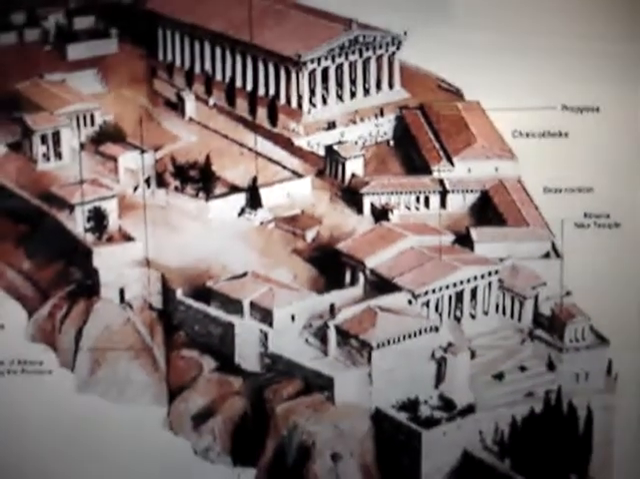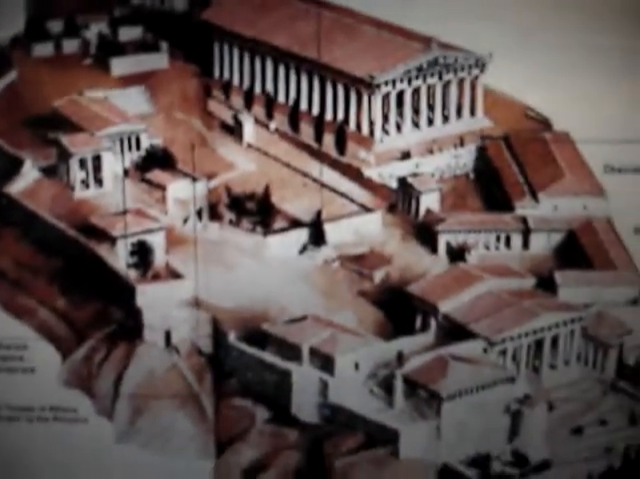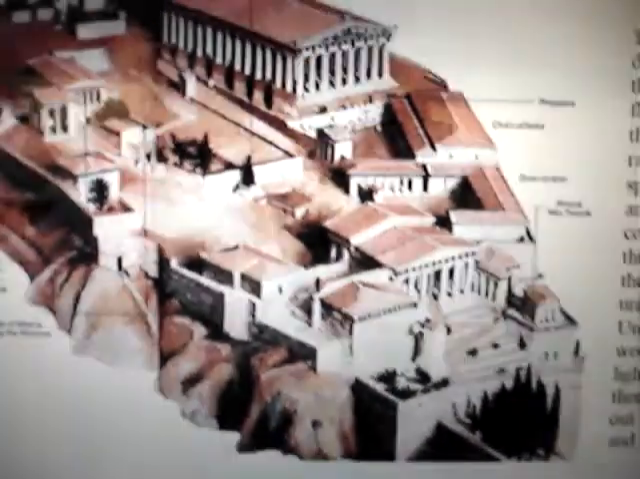The exterior corner columns were made bigger and spaced closer than the rest to ensure visual uniformity of all the columns. Unlike the other columns, these would be seen against a bright light blue sky that would make them seem thinner and spaced out further, thus their proportions and spacing needed adjustment.